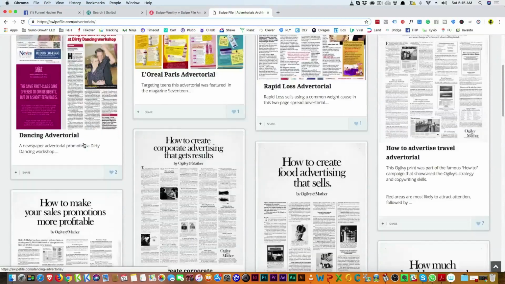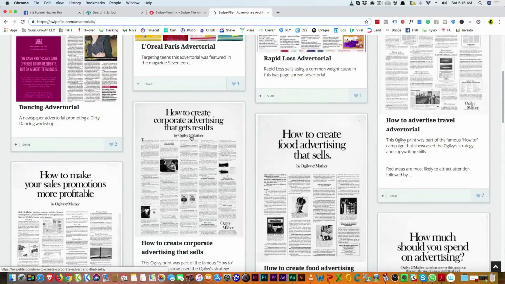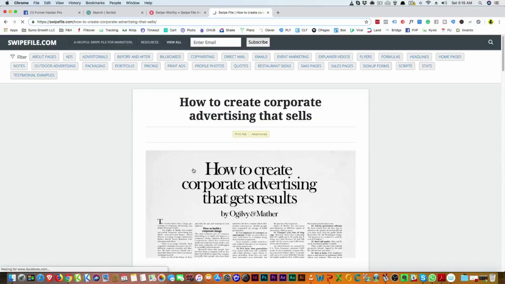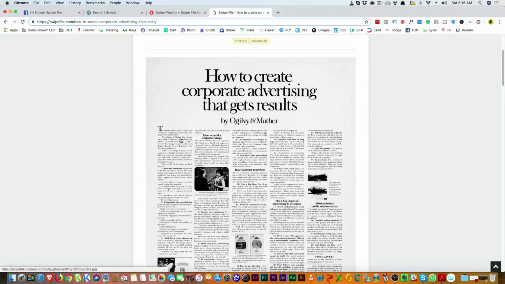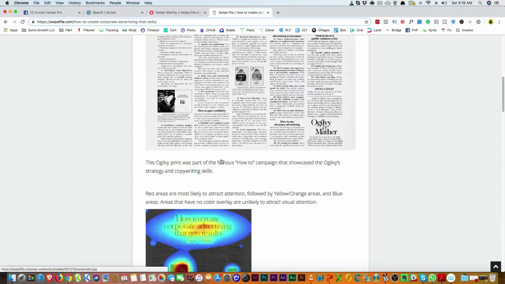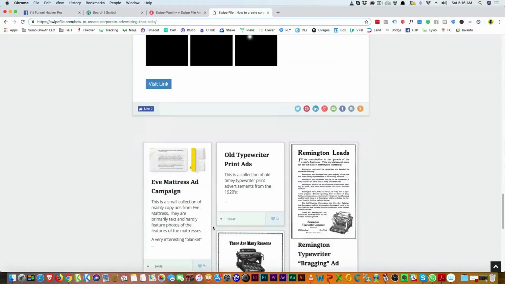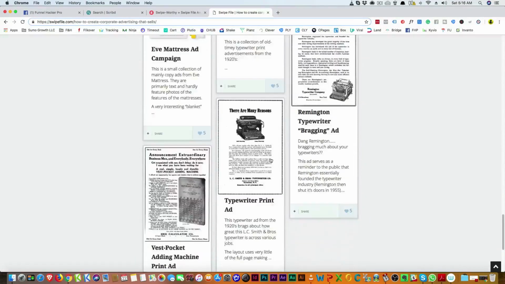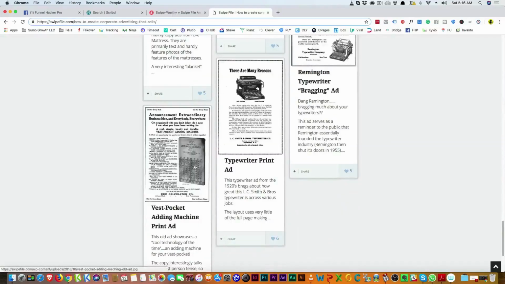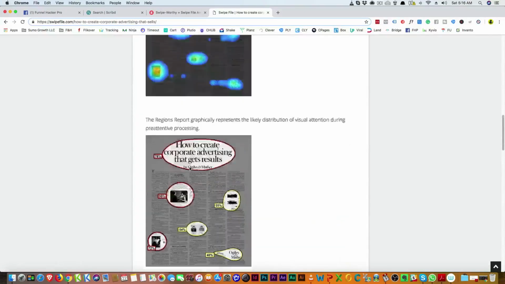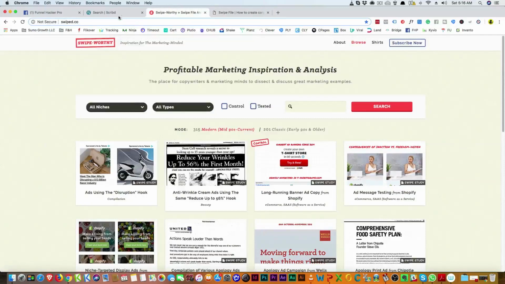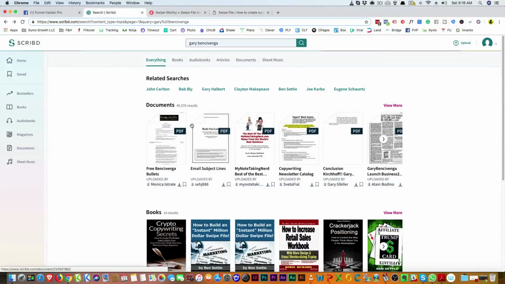Looking at the headlines, look, how to create corporate advertising that gets results. This is by Ogilvy. This is somebody that's good to handwrite. I would go and I would get this and I would handwrite this out and break down why, you know, what's good about this advertisement, what's bad about it, why do you think it won? And so then you'll start getting, so you see all these old typewriter ads and stuff like that. Start looking at all of these old ads after you've read the books from here, and you'll start learning copywriting on your own.